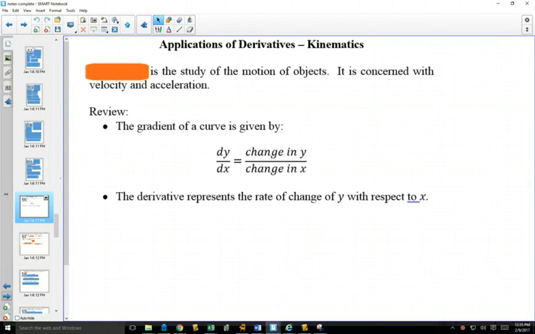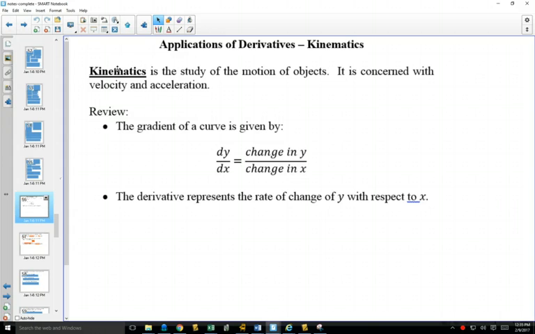Our next section on applications of derivatives is about kinematics, the study of motion of objects. So we're looking at distance, velocity, acceleration. And there are some very neat applications in calculus with these things.